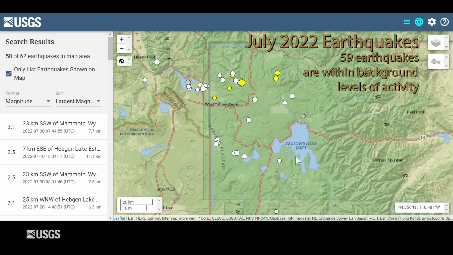You can see they're spread sort of throughout the region, but most of the events occurred in this belt between Hebgen Lake in western Montana and Norris Geyser Basin in Yellowstone National Park. This is where most of the seismicity in the Yellowstone area occurs historically.